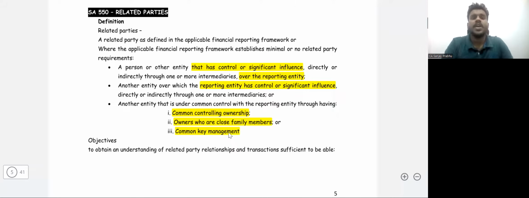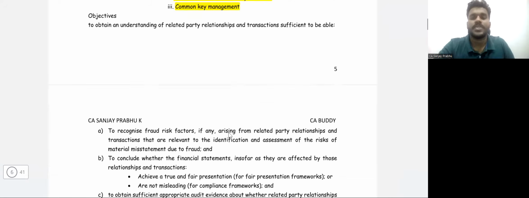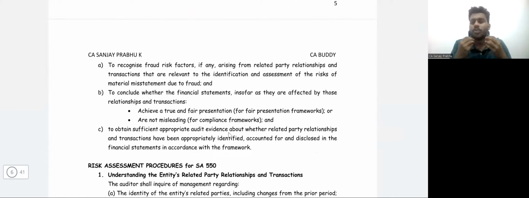Got it. Now, objectives. What is the objective of the auditor? The objective of the auditor is very simple. Accounting Standard 18 or Ind AS 24 is asking the company to identify all the related parties, to identify the transactions with the related party, and to disclose the transactions with the related party. So it is the duty of the management to identify, account, and disclose. So what is the duty of the auditor? What would be the objective of the auditor? The objective of the auditor would be to obtain sufficient appropriate audit evidence to see that management has properly identified, accounted for, and disclosed all the related parties in the financial statements.